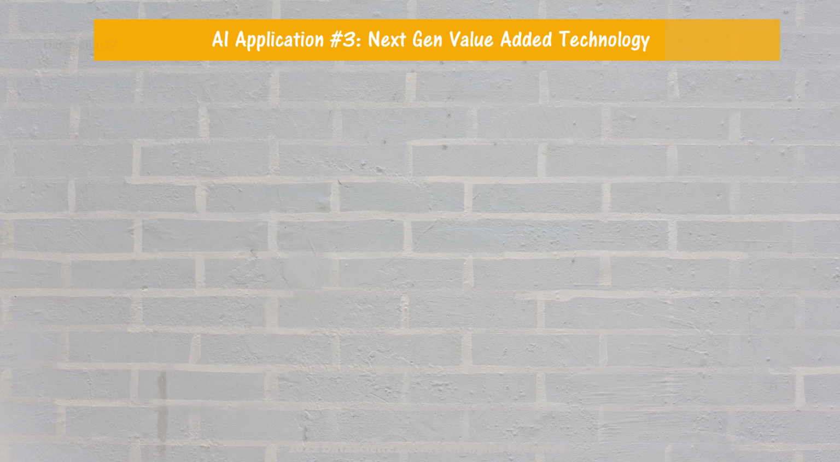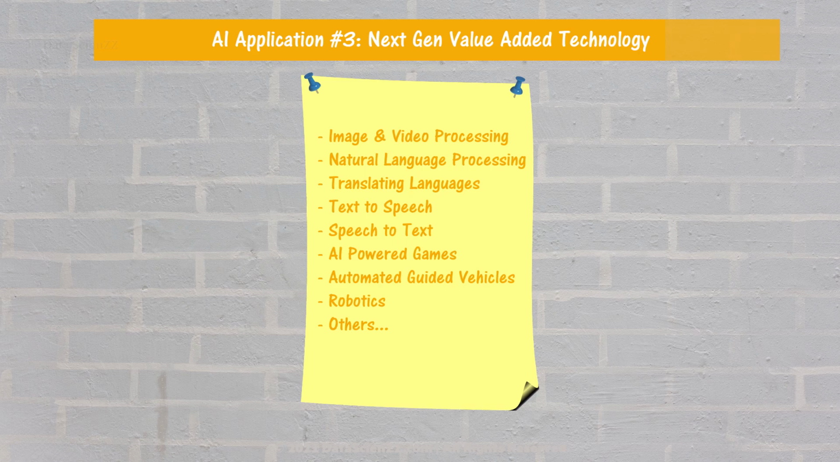Finally, there is significant growth of AI-based technology to create value, such as image and video processing, natural language processing, and speech recognition. Today we have tools for detecting objects, recognizing speech, and translating languages. We have text-to-speech, speech-to-text, AI-powered games, automated guided vehicles, robotics, and so many other examples where we use AI.